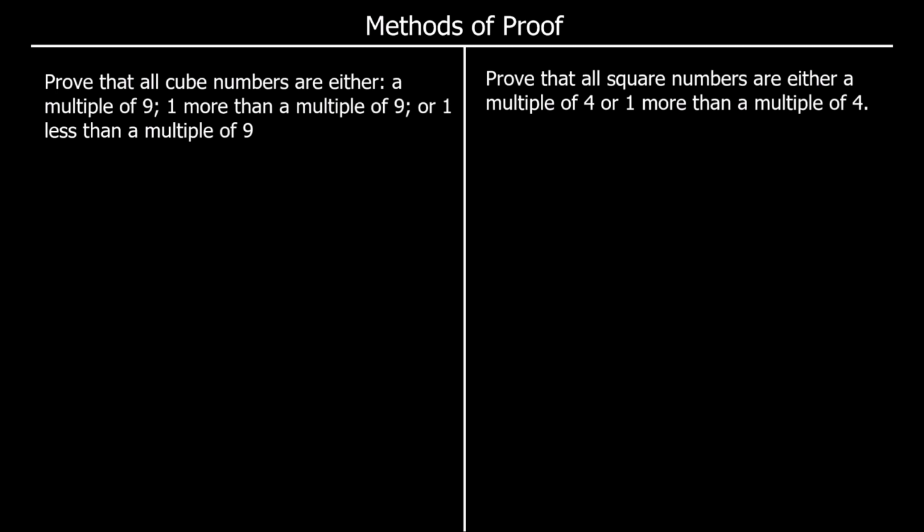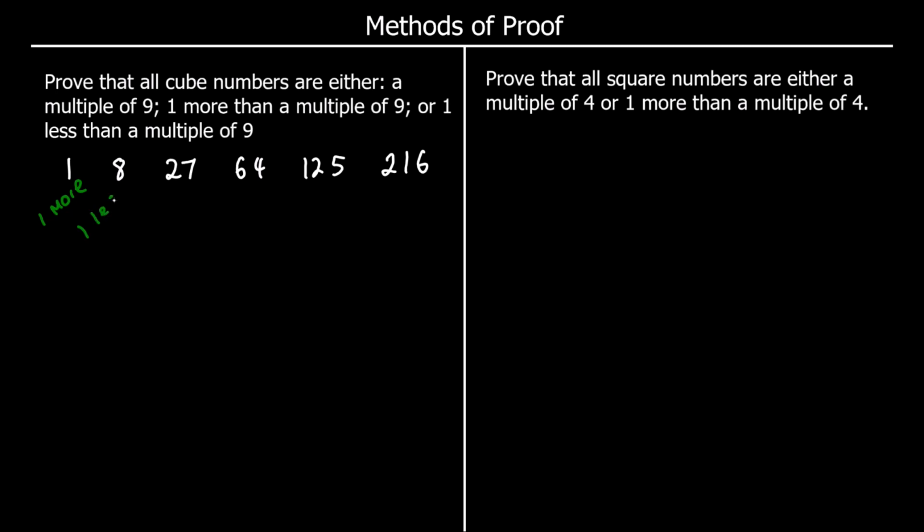So prove that all cube numbers are either a multiple of 9, one more than a multiple of 9, or one less than a multiple of 9. So let's think of the cube numbers. 1 cubed is 1, 2 cubed is 8, 3 cubed, 4 cubed, 5 cubed, 6 cubed is 216, and so on. So we have, well, one more than a multiple of 9.